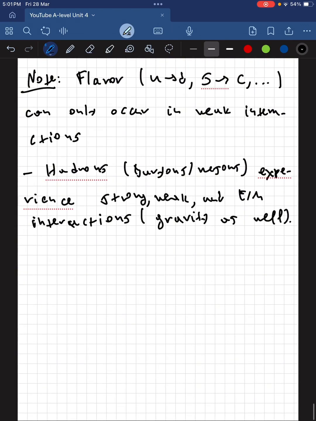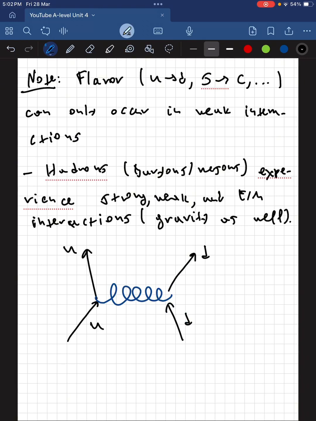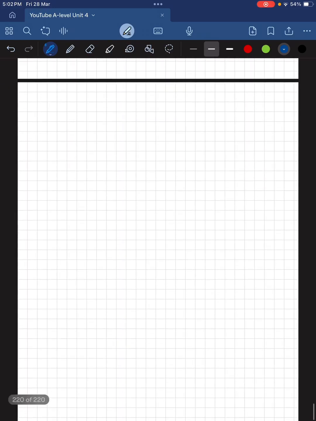Okay, and let's see an example. Maybe we have a U quark coming in and a D quark comes in, and we have a D quark going out and a U quark going out. So this happens with the exchange of a gluon. Okay, so this is a strong interaction. Strong interactions cannot change the flavor of quarks, so we cannot have a U quark turning into a D quark via strong interactions. Okay, only weak interactions can do that. Now let's mention a few more things before moving on.